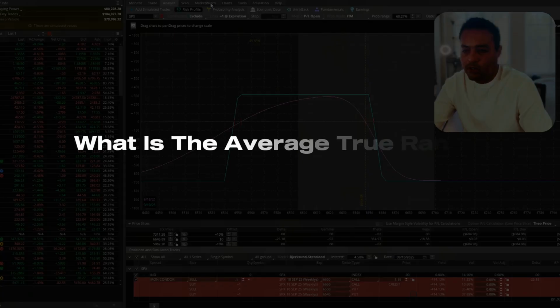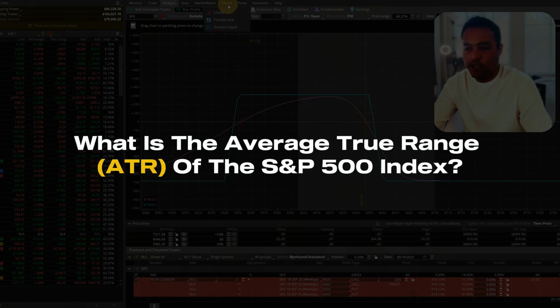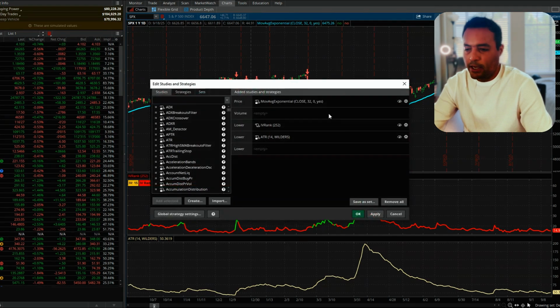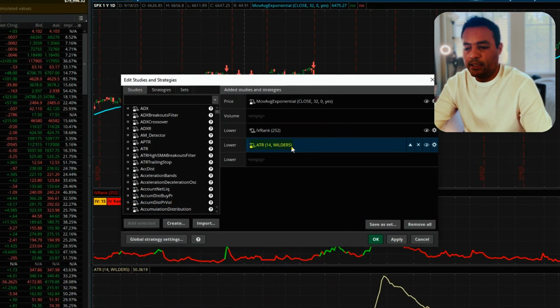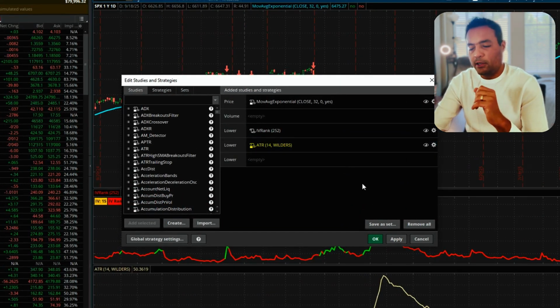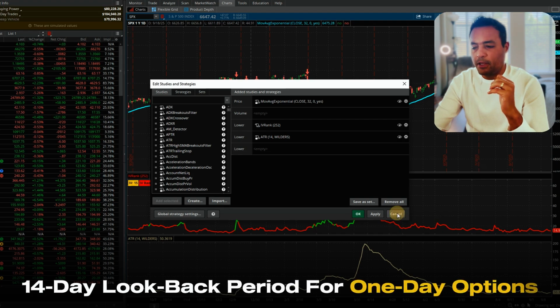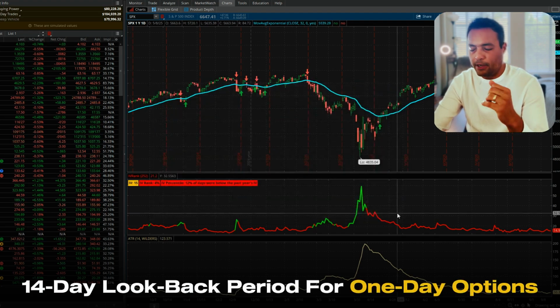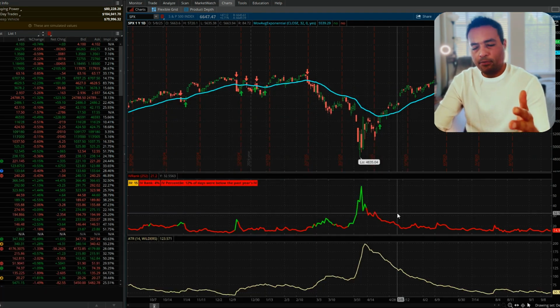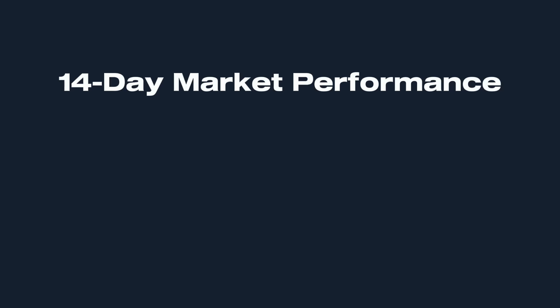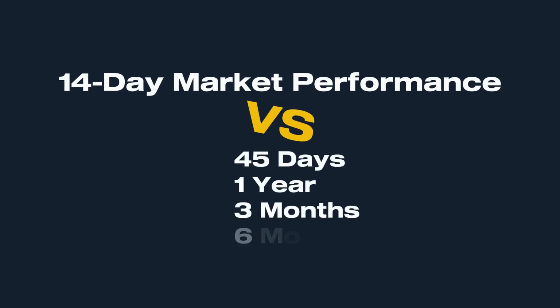First of all, what is the average true range of the S&P 500 index? If you want to go on the chart, it's a simple study on Thinkorswim. Just pick the ATR, and I use the 14-day Wilder's study. Again, there are a couple of different options in there. Just pick the one that you like, but I like the 14-day look-back period because I'm trading 1-day options here. My go-to strategies are 45-day options, but zero DTEs are obviously 1-day options, and therefore I want to see how the market has done in the last 14 days versus the last 45 days or 1 year or 3 months or 6 months.